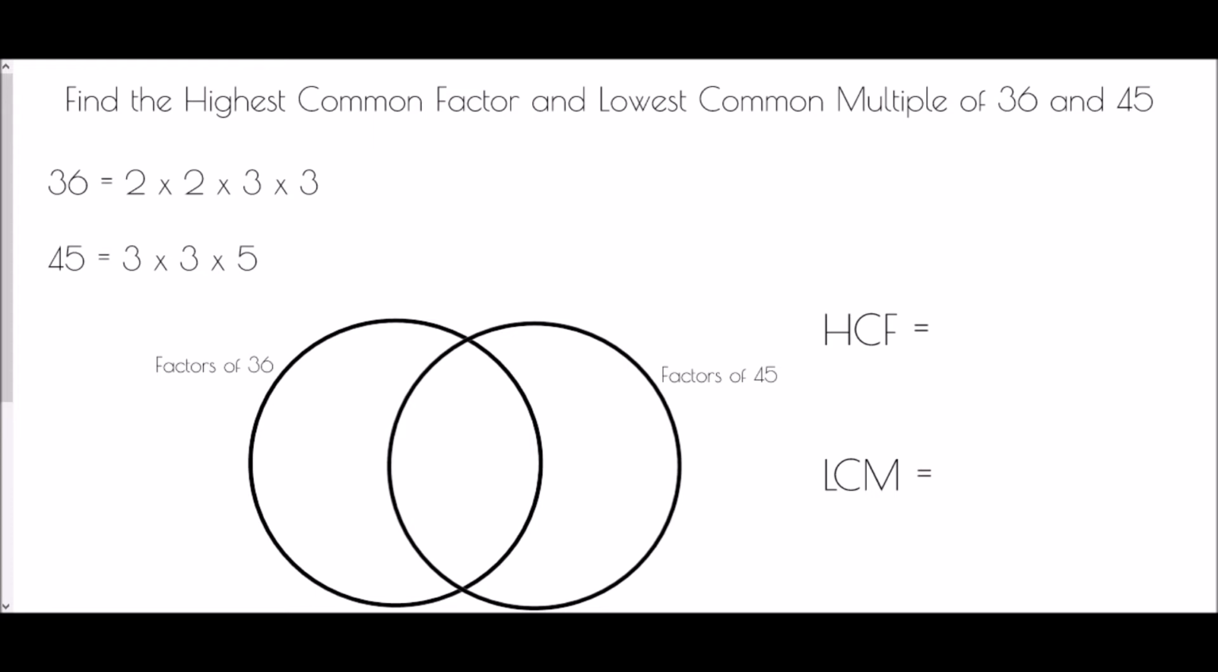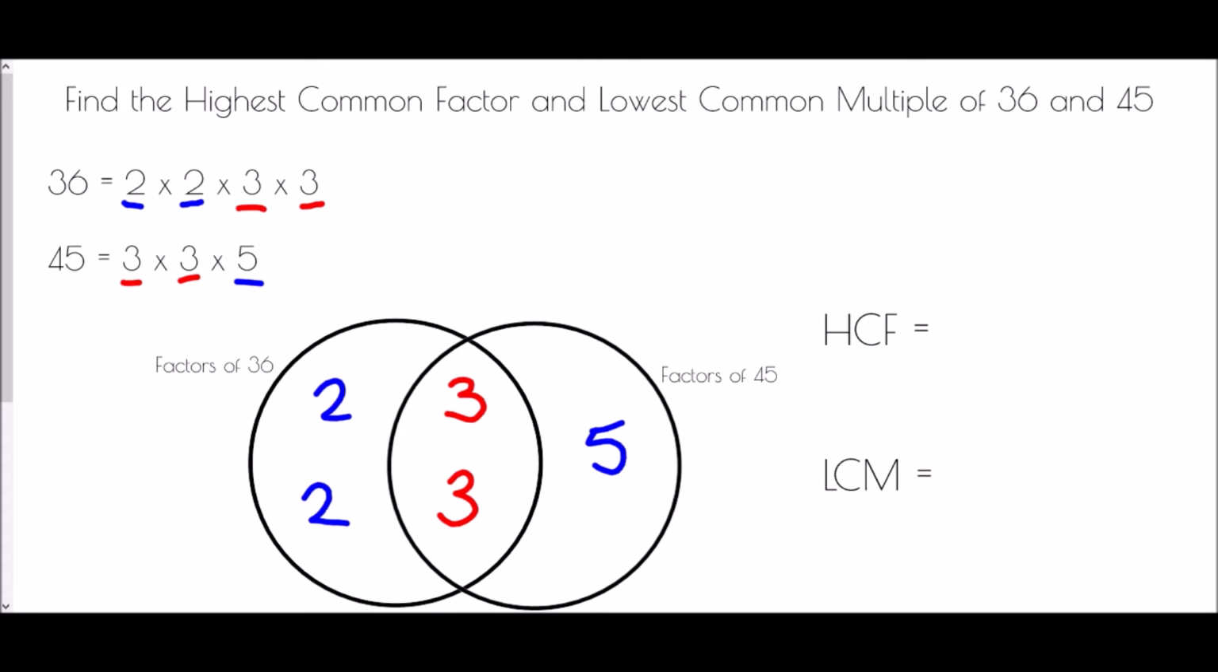Well, if we look at 36, it has a 2 as one of its factors. 45 doesn't. So neither of these 2s are going to work. But this 3 can be paired in both cases. So because they overlap, they come together and we have a 3 in the middle. There is also another 3 in both lists, and so they come together and overlap to make a 3 in the centre. The other values are only factors of their original number, so the 2s are only factors of 36. The 5 is only a factor of 45.